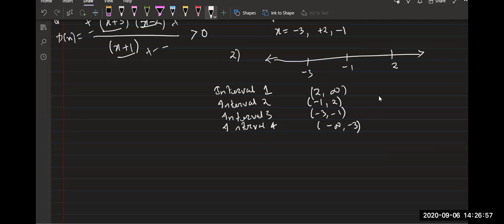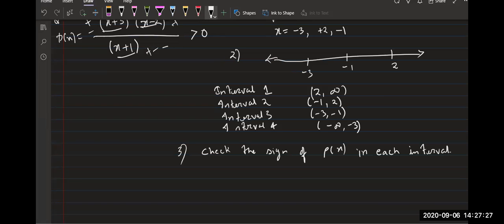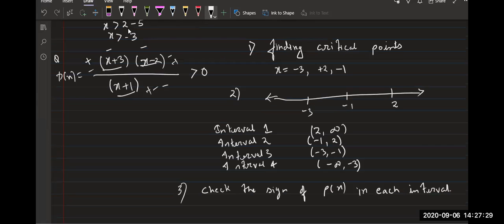Okay, now step 3. Third point: check the sign of p of x, which is your whole function, in each interval. Now, how to do that? Tell me how to do that. You have to check the sign. You don't have to find the value, right?